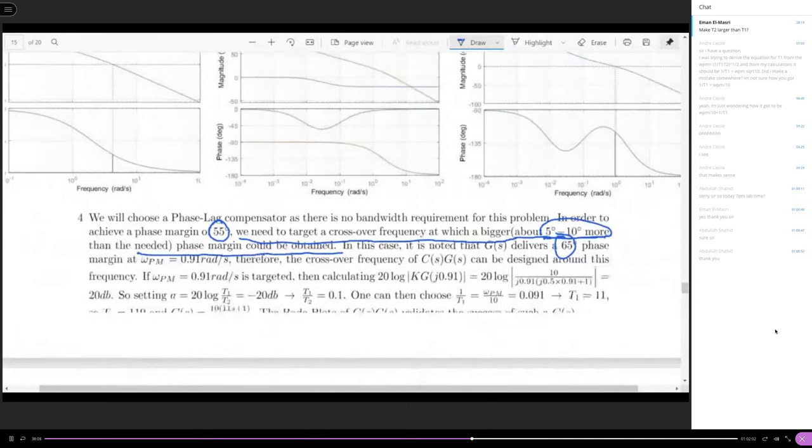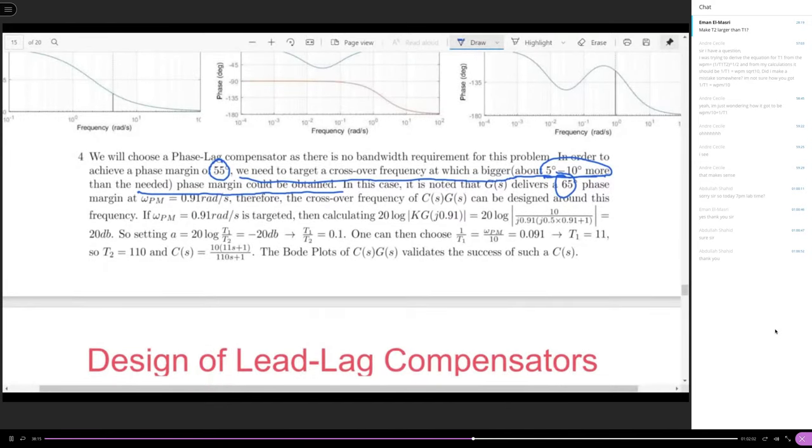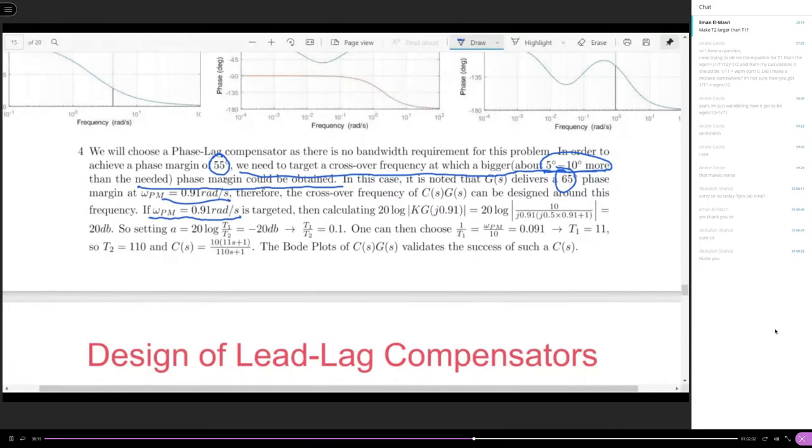Now we're going to see how to implement the design. Since we target omega m equal to 0.91 rad/s, we need to calculate at 0.91 how much the plant's magnitude is, because you want that frequency to be the crossover. Don't forget, right now your plant is 10G in this example. In general, it's going to be KG. So you calculate at this frequency how much the plant's magnitude is.